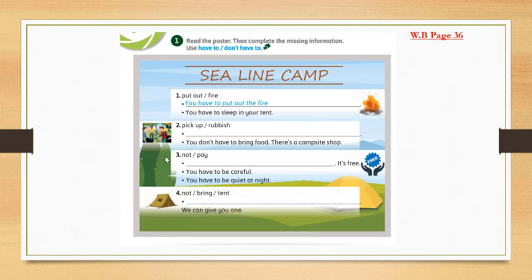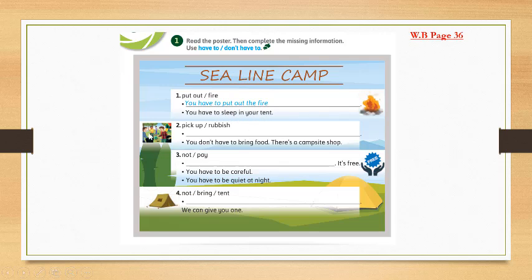Open your workbook page 36. Read the poster, then complete the missing information. Use have to or don't have to. Number 1. Put out the fire. You have to put out the fire. You have to sleep in your tent.